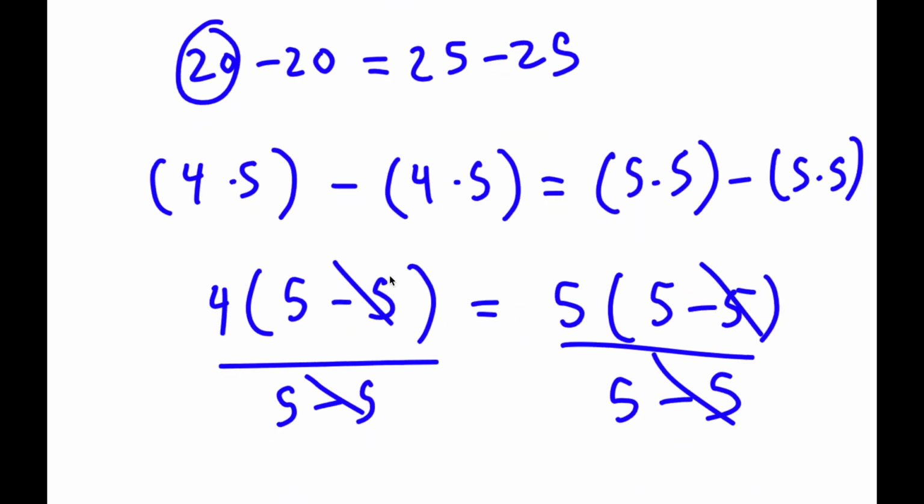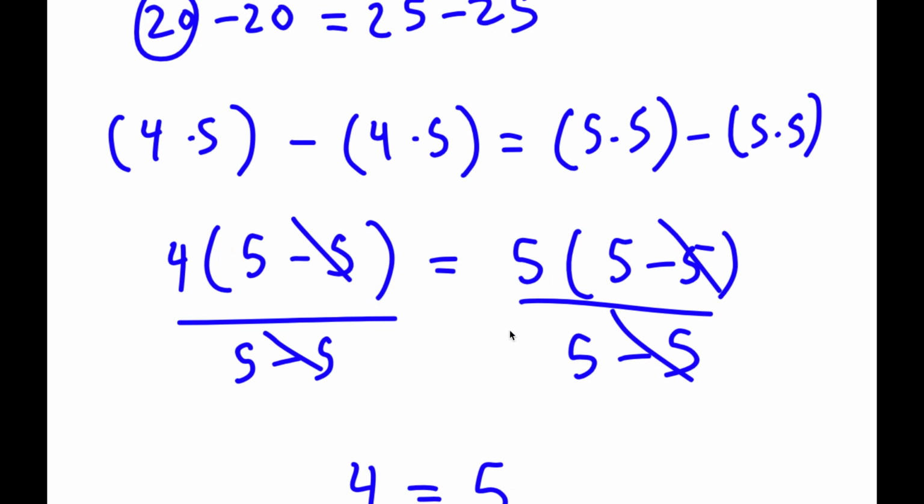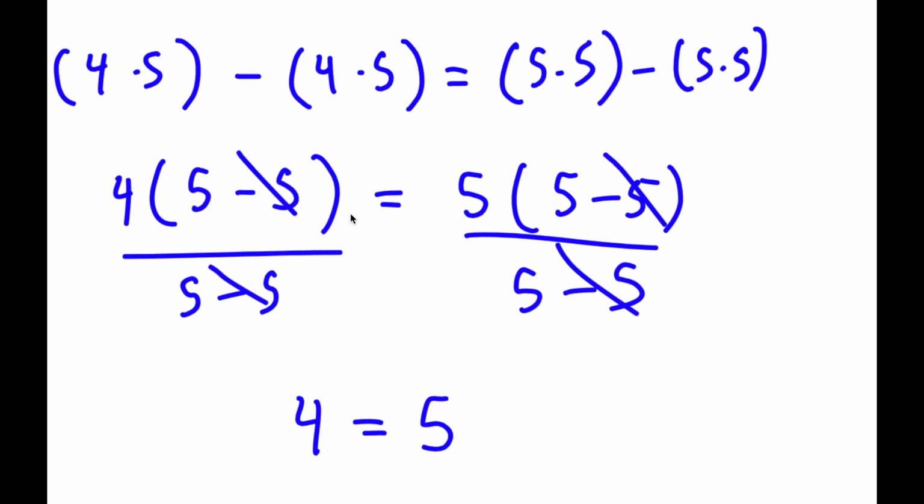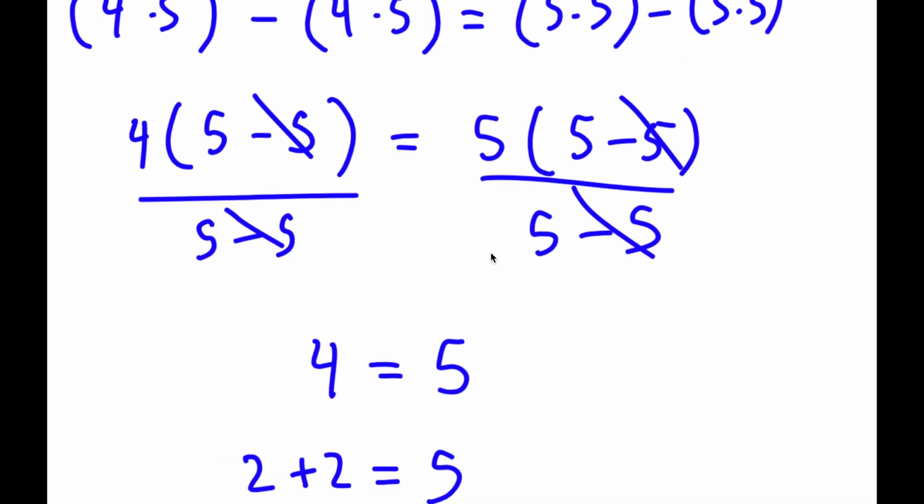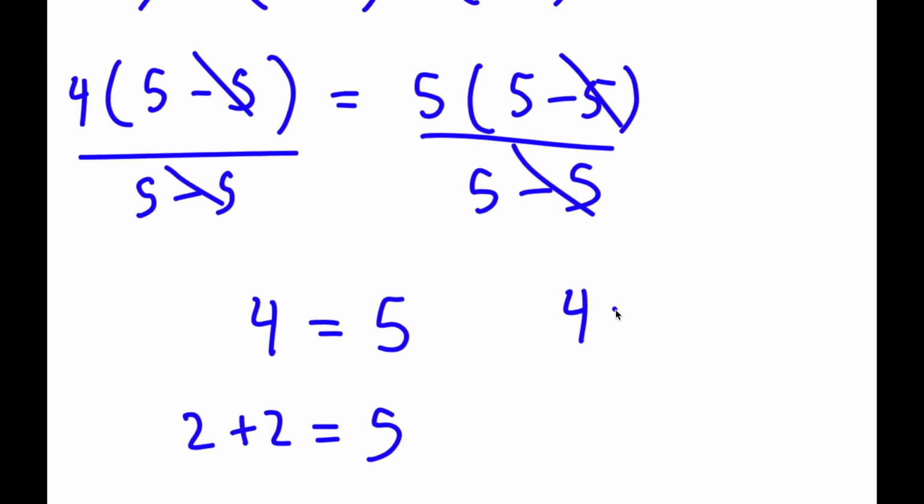Well, if you notice over here, I divided both sides by 5 minus 5. Well, we know that 5 minus 5 is 0. So this is the same thing as 4 times 0 is equal to 5 times 0. And if I divide both sides by 5 minus 5, or also 0, well, I can't cancel out 0 and 0 because 0 divided by 0 is not 1, it's undefined. 0 divided by 0 has no definite value.